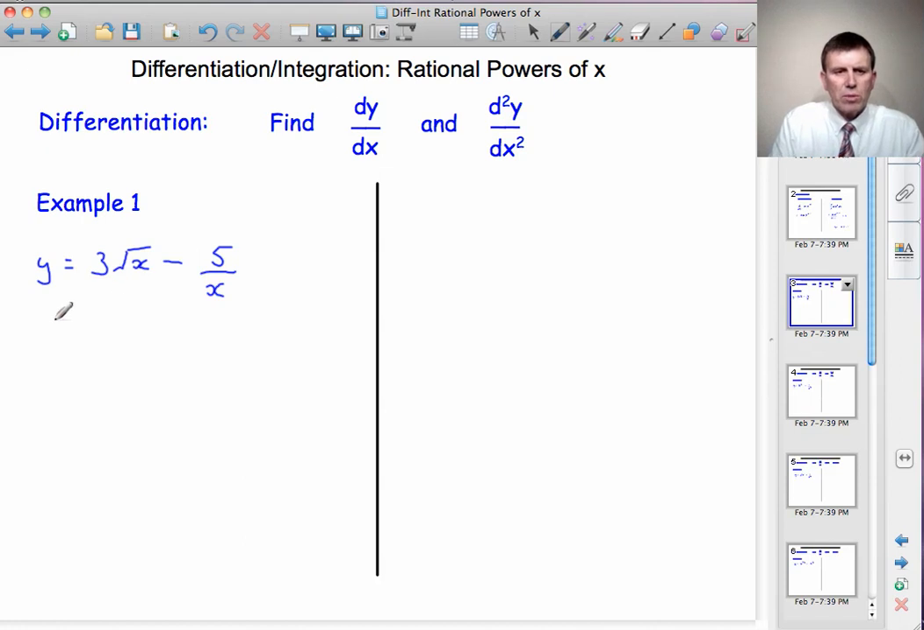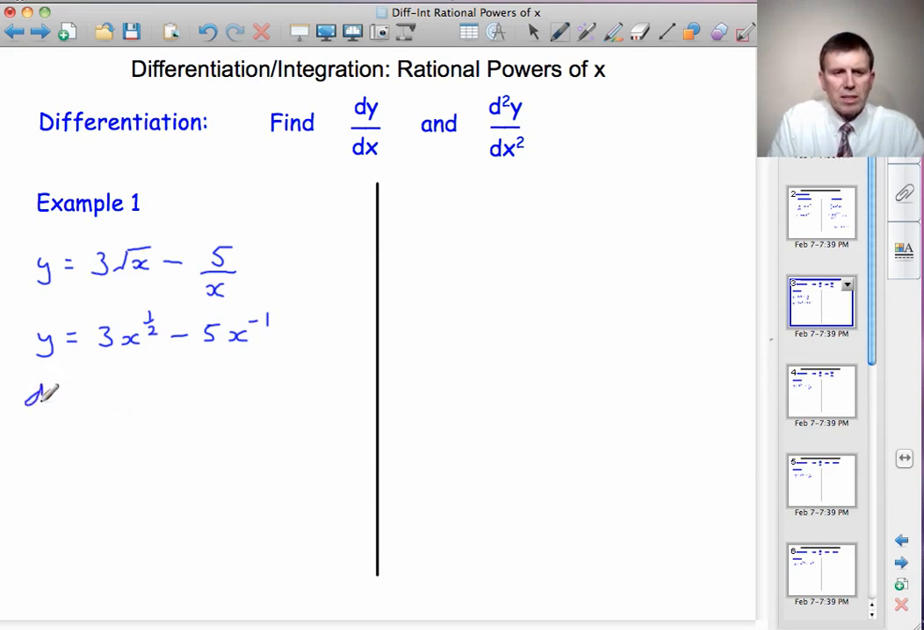The first thing we do is we rewrite the expression, getting rid of the square root sign and getting rid of the denominator. So we write y equals 3x to the power half, because x to the power half is the same as root x, minus 5x to the power minus 1. And now we're in a position to apply our rule.